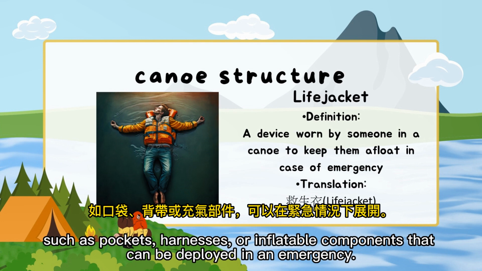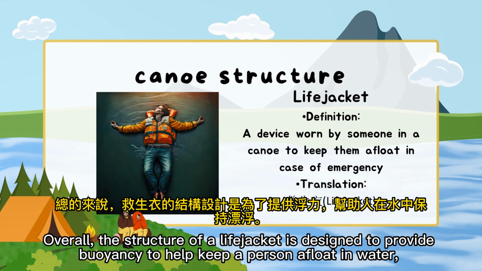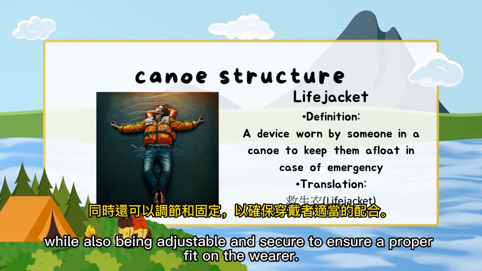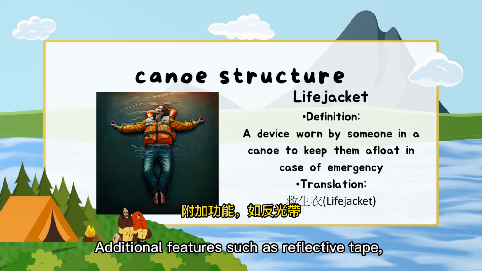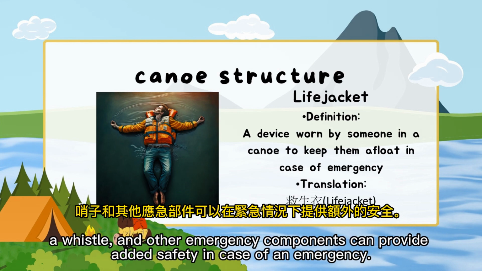Overall, the structure of a life jacket is designed to provide buoyancy to help keep a person afloat in water, while also being adjustable and secure to ensure a proper fit on the wearer. Additional features such as reflective tape, a whistle, and other emergency components can provide added safety in case of an emergency.